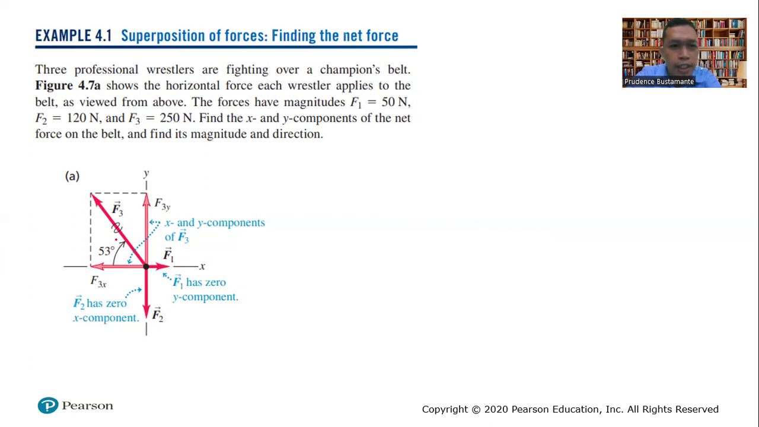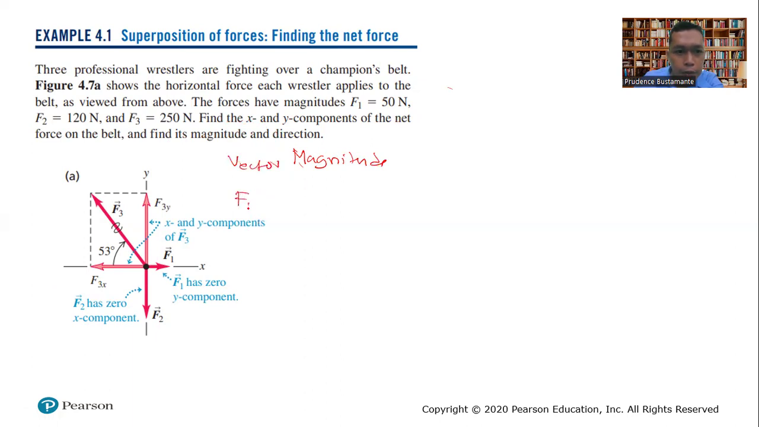Ang magnitude sa kada force: F1 kay 50 Newton, F2 is 120 Newton, ug F3 is 250 Newton. Ang pangutana karon is find the x and y components of the net force on the belt and find its magnitude and direction. Pangitaon nato ang iyang x and y components. Di ba kabalo na man ta unsaon mag-add og vectors. Sige, testingan nato. Usually gisulat nato ang magnitude sa vector diri.